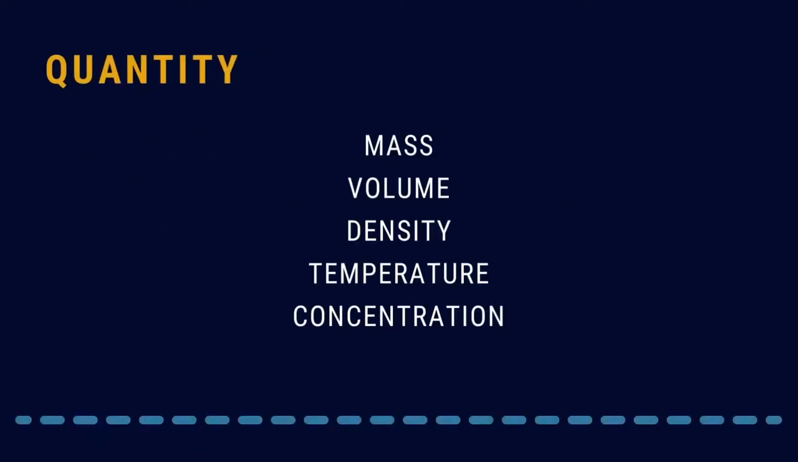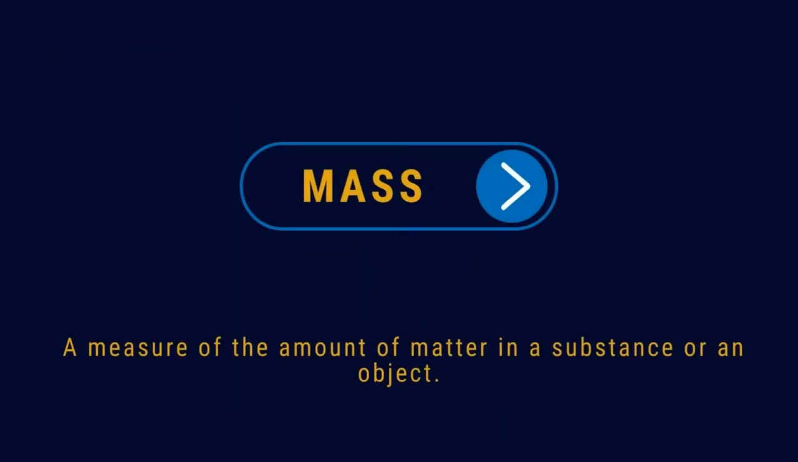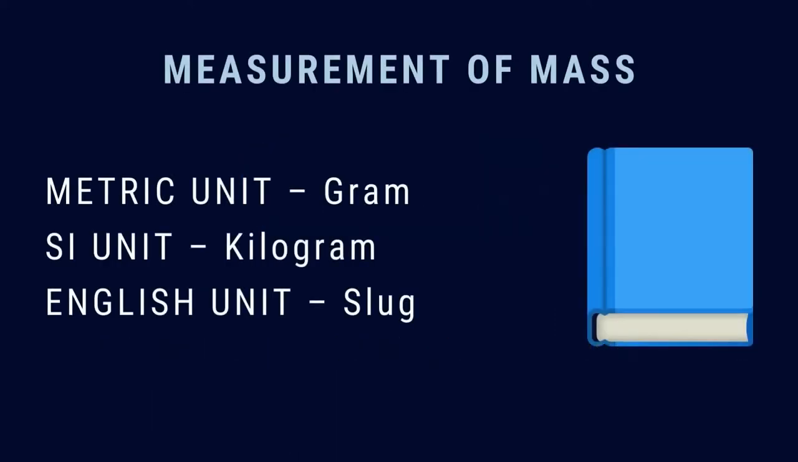For this video, we are going to measure the quantity of mass, volume, density, temperature, and concentration. Now let's start with our first quantity. Mass is defined as a measure of the amount of matter in a substance or an object. For the measurement of mass, we have gram for metric unit, kilogram for SI unit, and slug for English unit.